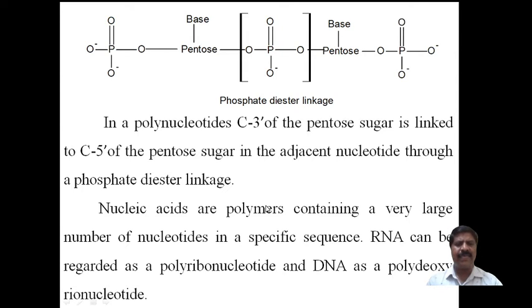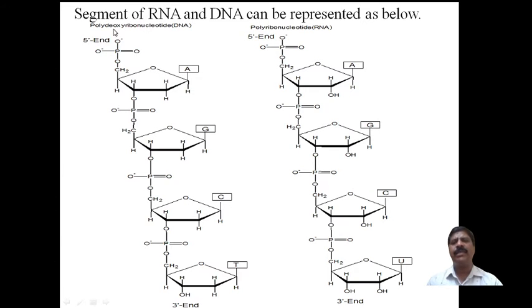And in DNA, the pentose sugar is deoxyribose, so deoxyribonucleotides will be there, and therefore it is called a polydeoxyribonucleotide. Now, here I draw segments of the RNA and DNA.